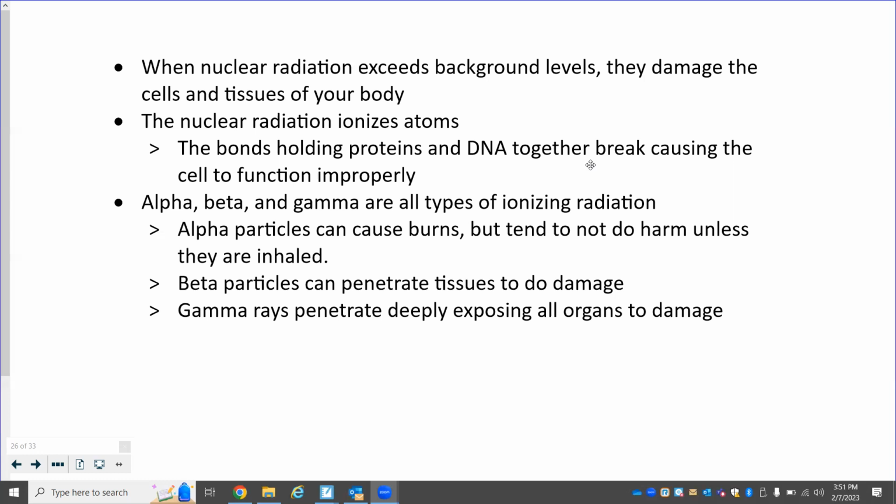And then we have gamma rays. These, like we said, are the most dangerous. They penetrate deeply, exposing all organs to damage. Like I said, these tend to be in nuclear warheads and things like that. When people are exposed to gamma rays, that's when they can get radiation poisoning, and their body and organs start to slowly break down over time.